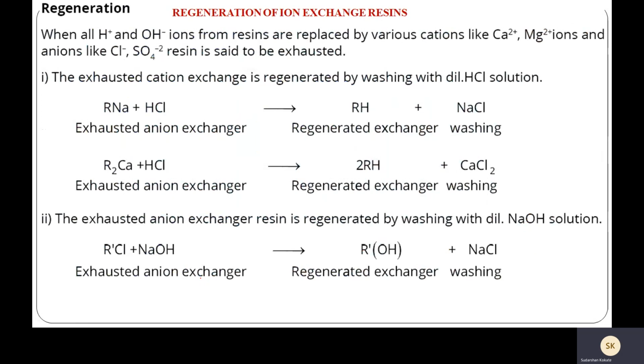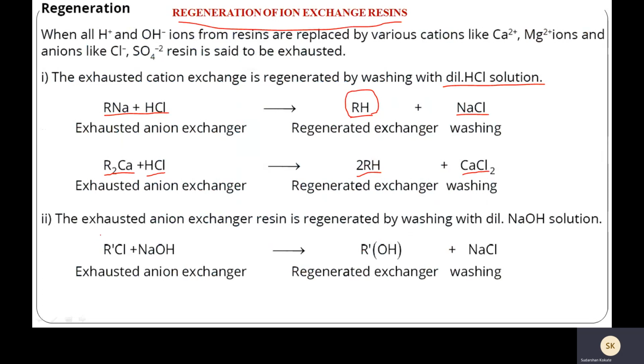So for the regeneration, give backwashing with dilute HCl, hydrochloric acid, or sulfuric acid. Here the exhausted cation exchanger is RNa plus HCl. After regeneration, it forms RH plus NaCl, right? The resin can be regenerated back. Again, the exhausted species R2Ca plus HCl gives 2RH plus CaCl2. In this way, the cation exchanger can be regenerated, right?